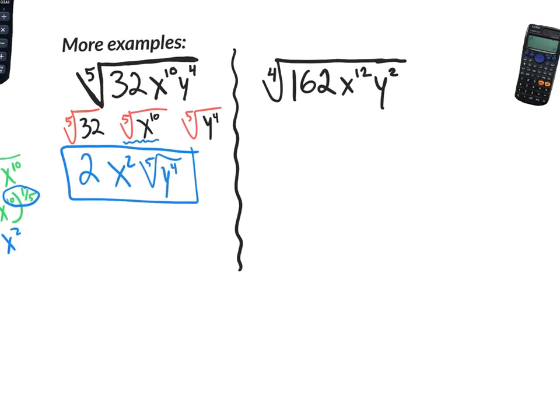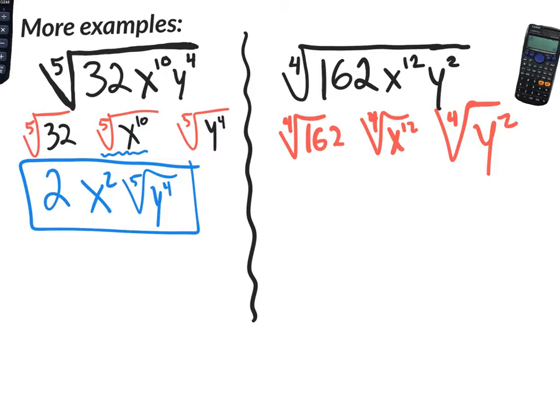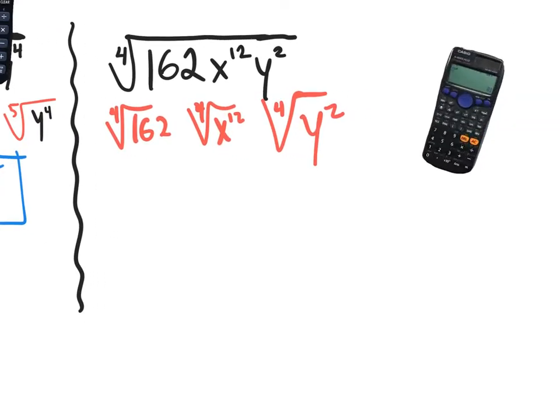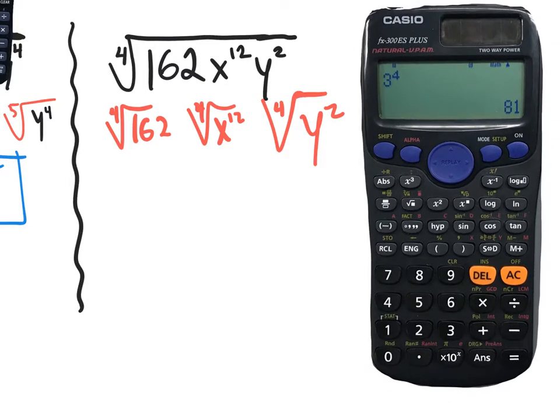So if we look at this other one, this one's not the fifth root, this one's a fourth root. Okay? So we could split up that fourth root to each of the terms. And then we could use a calculator to see what to the fourth power will give us 162. So if I went 2 to the fourth power, we get 16. If we go 3 to the fourth power on the calculator, you get 81.